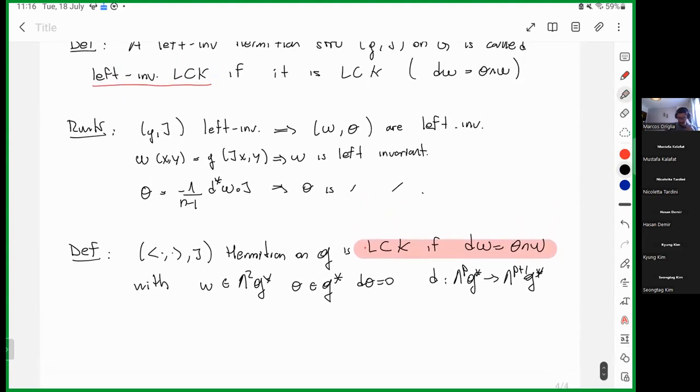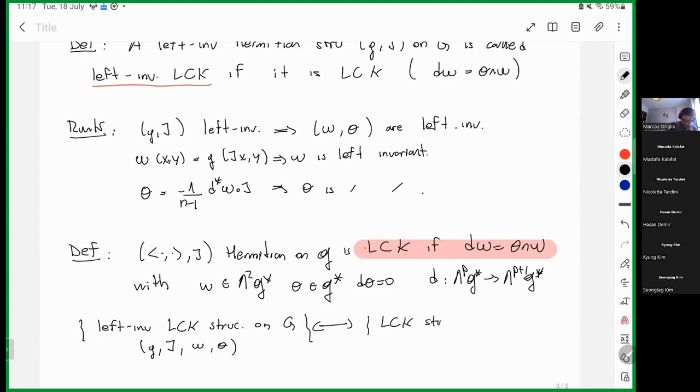And again, as we have for metrics and complex structure, we can identify left invariant LCK structures on your group. So every time you have a left invariant LCK structure, it means the metric is left invariant, the complex structure too, and this is enough to determine a fundamental form and a Lie form, which are also left invariant. So they are in one-to-one correspondence with LCK structures on G.